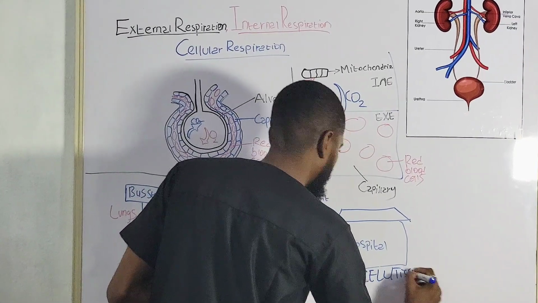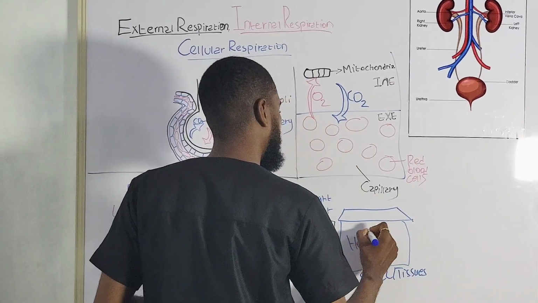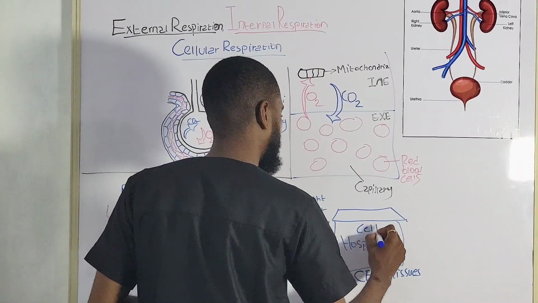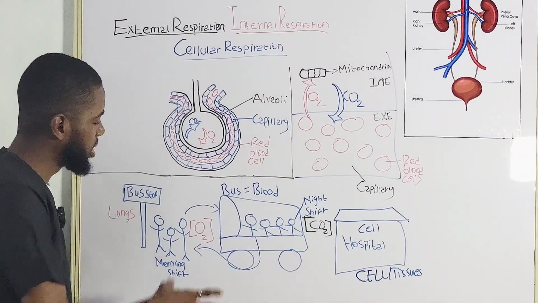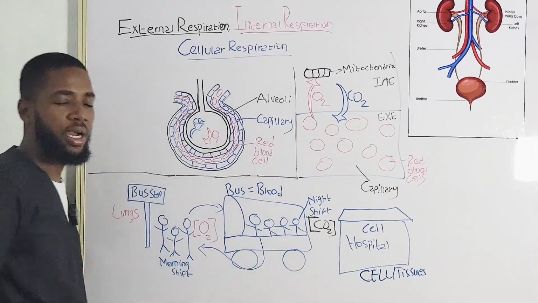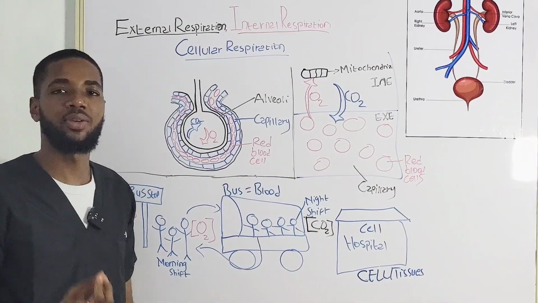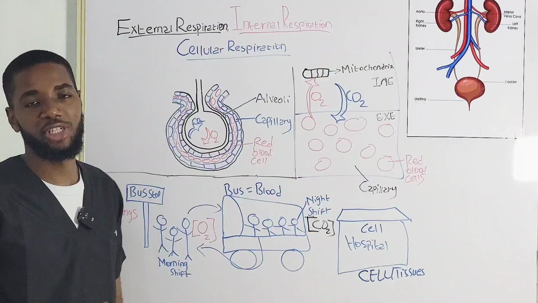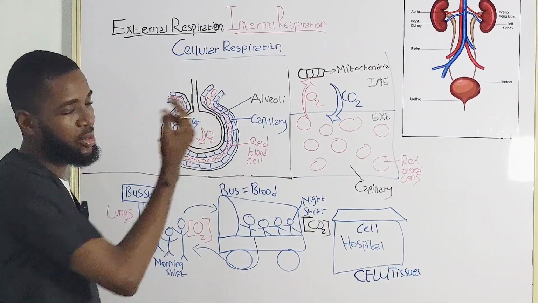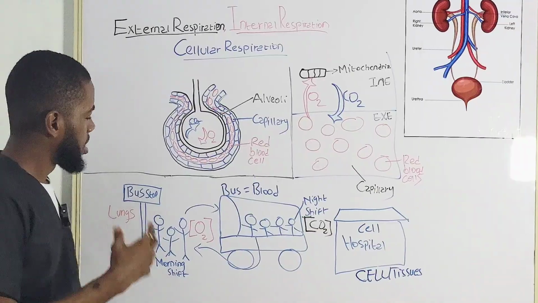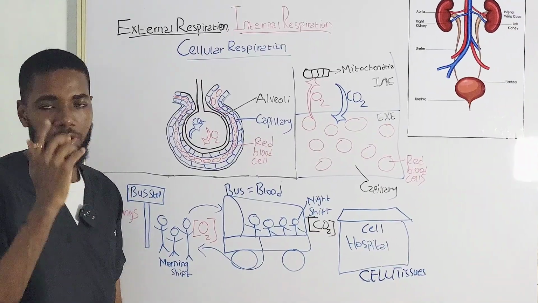The cell or tissues of your body. I'll write it here. Hospital, this is the cell. Good. Now, with this simple illustration, I'm going to explain external respiration, internal respiration, and cellular respiration. Now, what is exactly external respiration?